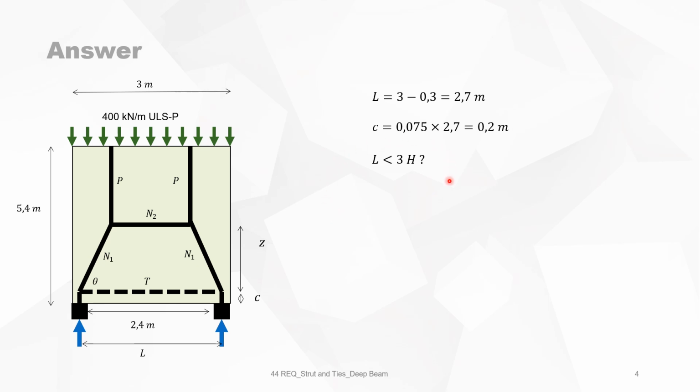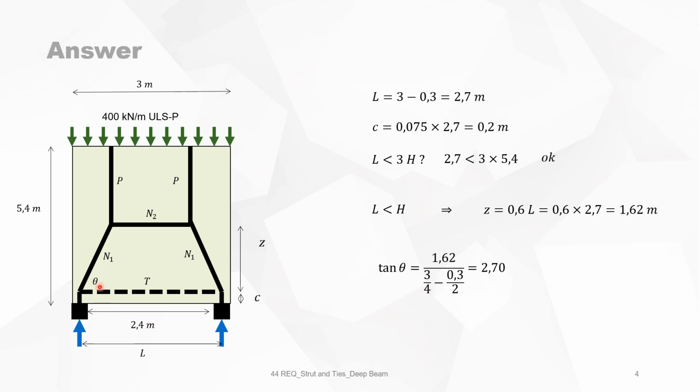Now, can we use the deep beam theory for this? The length L must be smaller than 3 times the h, which is the case, so we can use it. But L is smaller than h, so for the deep beam theory, it means that Z equals 0.6 times L, or 1.62 meters.